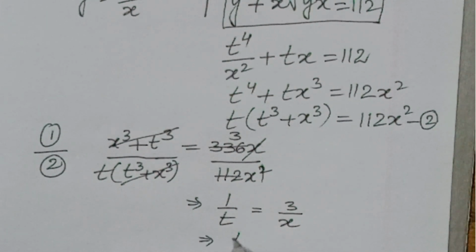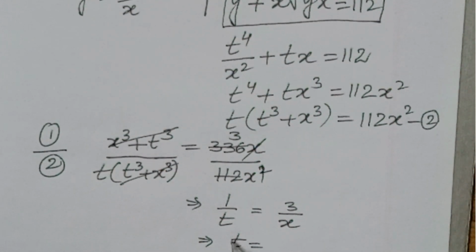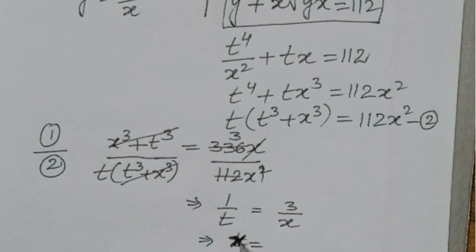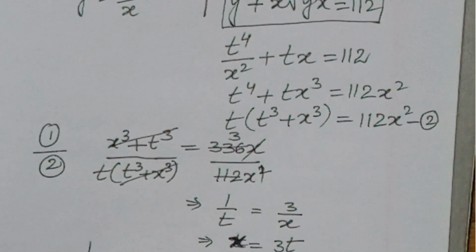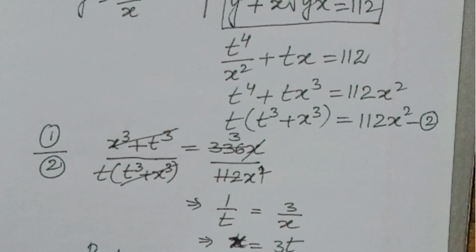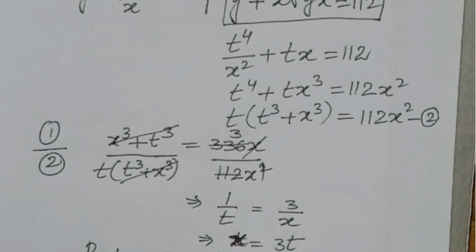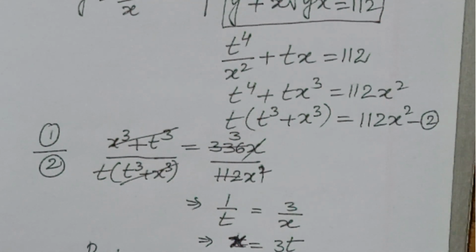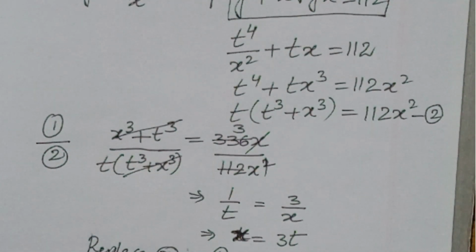That implies x is equal to 3t. So here we got x and y values in terms of t. Now replace this x value in 1. Replace x and y values in 1. Here only x is there. Replace x. What will we get now?